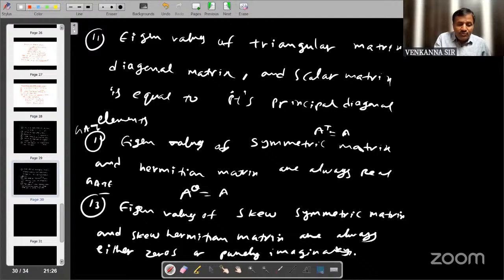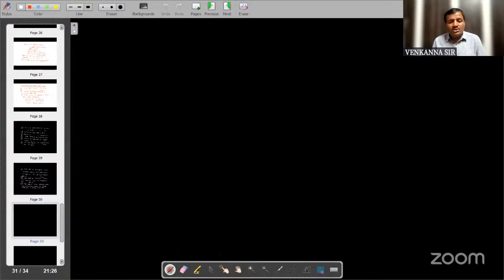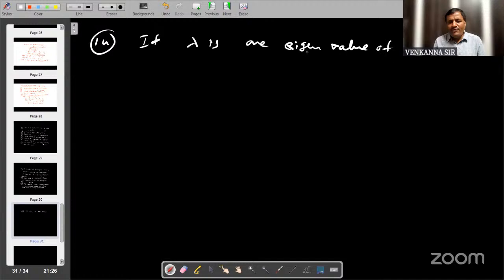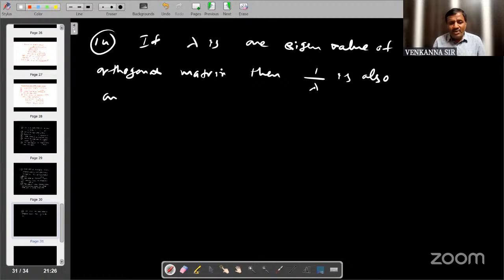Next, 14th property. Yeah, I'm going to give one table here. What is the 14th property? Very, very important. If lambda is one eigenvalue of an orthogonal matrix, then 1 by lambda is also another eigenvalue. 1 by lambda is also another eigenvalue.